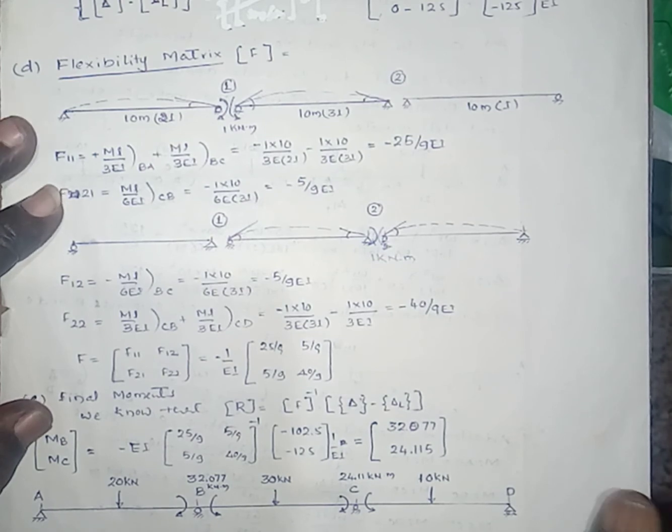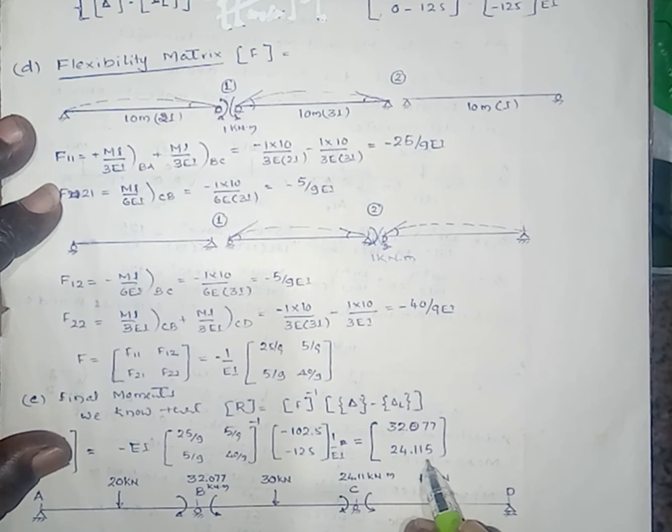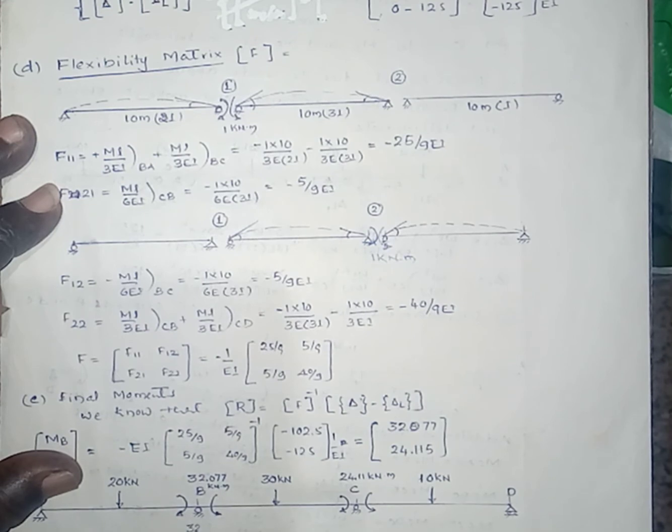MB equals 32.077 kilonewton meter. MC equals 24.115 kilonewton meter. This one is hogging moment. Both the answers are positive, that means our assumed directions are correct. Then we can easily draw the bending moment diagram.